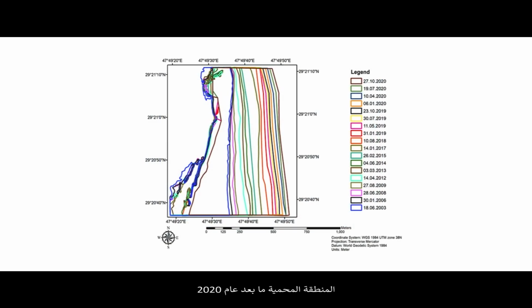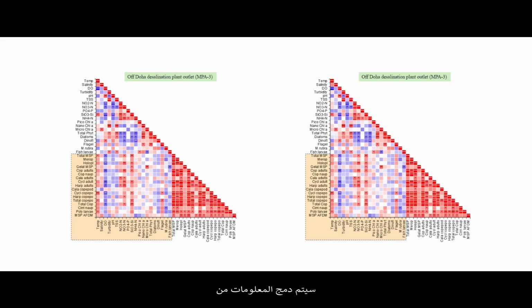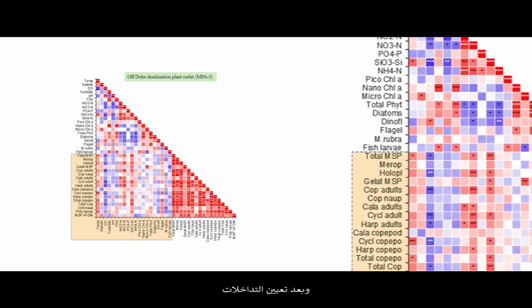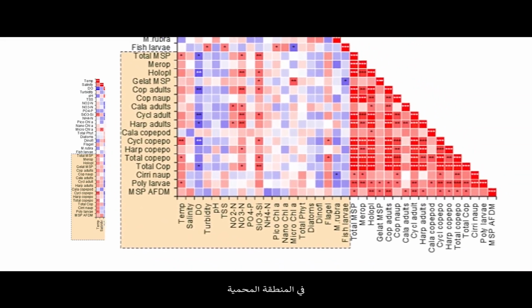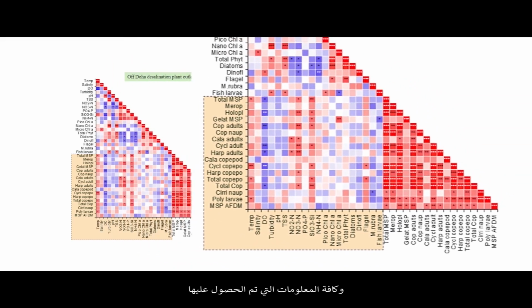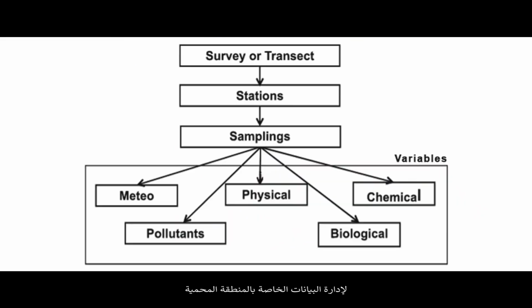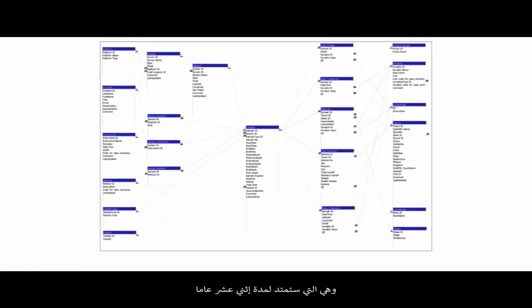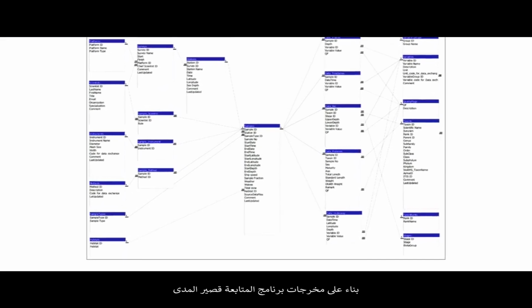the MPA post-2020. Once all the data sets are processed, information from various tasks will be integrated to understand biotic-abiotic interactions and to identify keystone species in the MPA. The information generated will be gathered in a centralized data management system for the MPA, which will be used during the 12-year long-term monitoring program, which constitutes the second phase of the project.